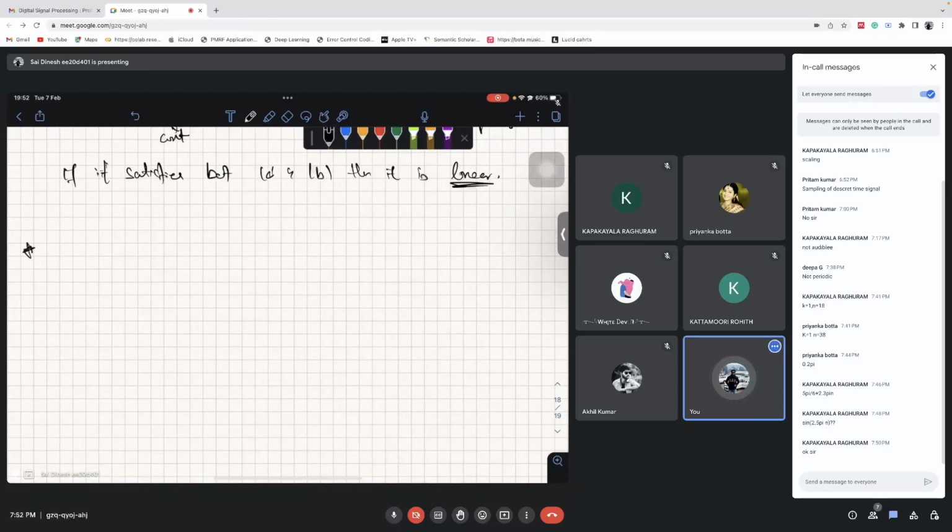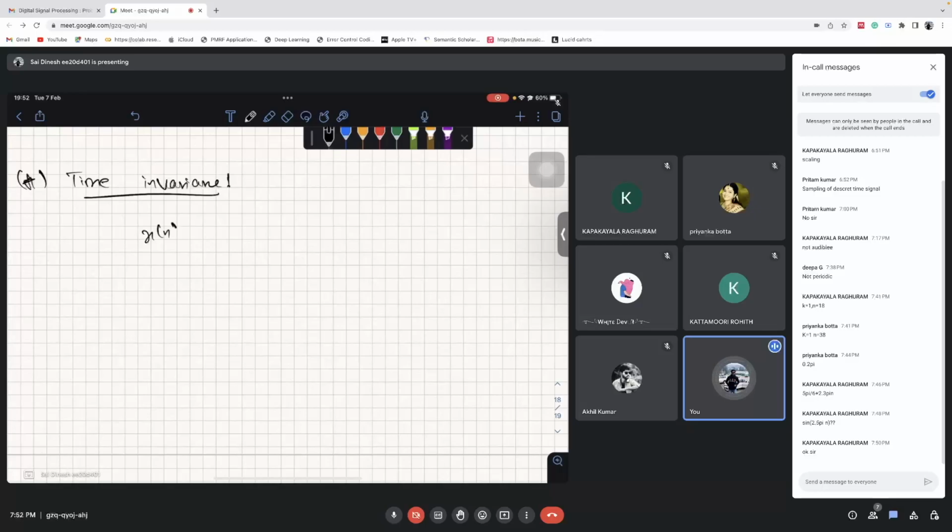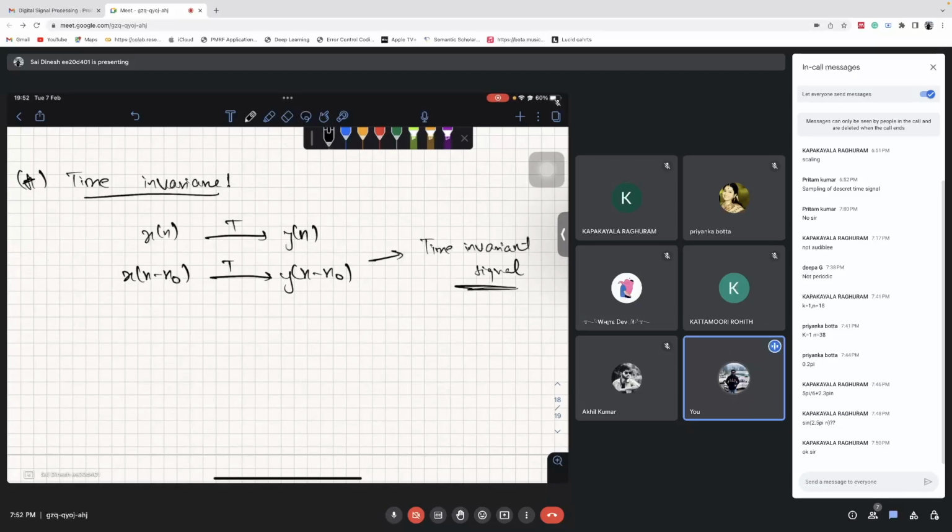And then one more thing would be time invariance. Let's say you have a signal x of n and the output is y of n. Now if you delay the signal x of n to x of n minus n naught, the output must also be delayed by n minus n naught. This is known as a time invariant system, right? So this is linearity and time invariance.